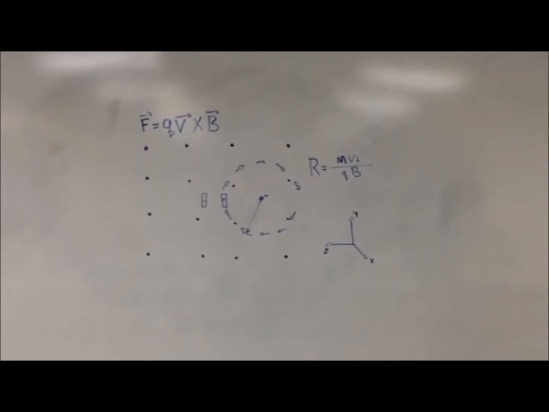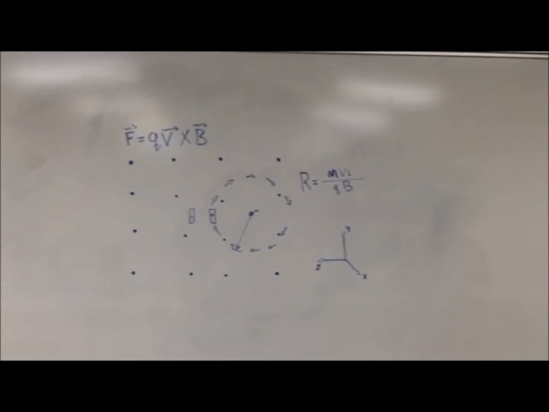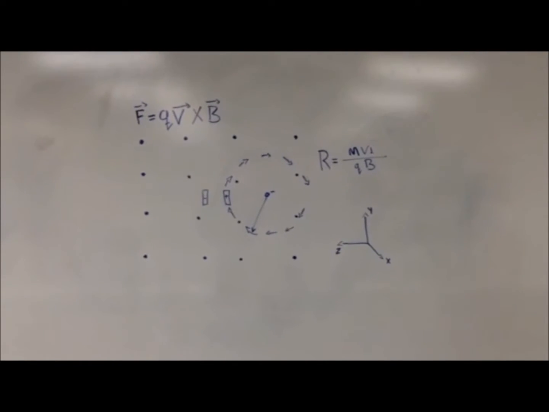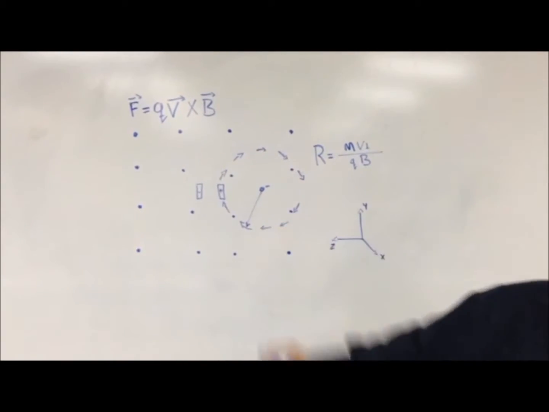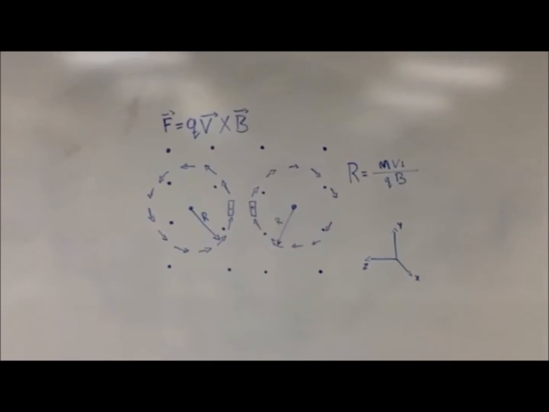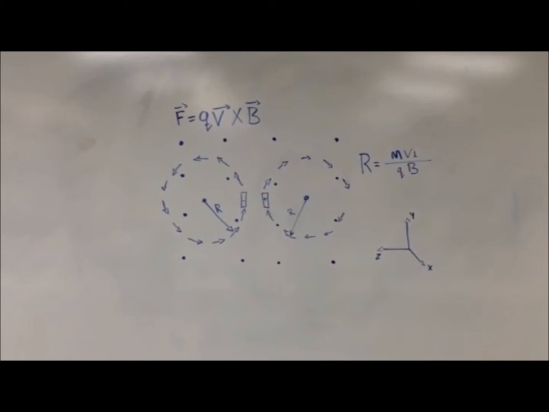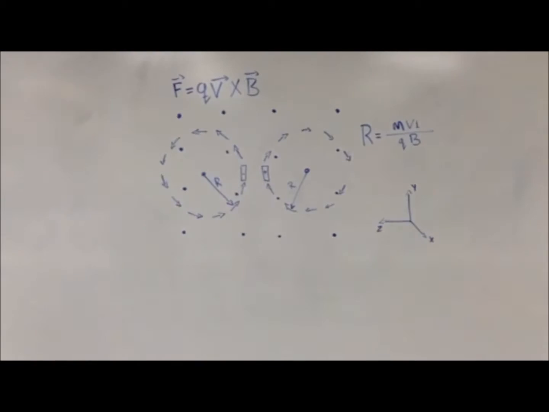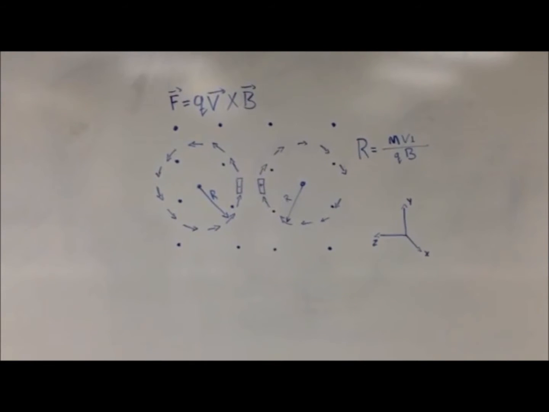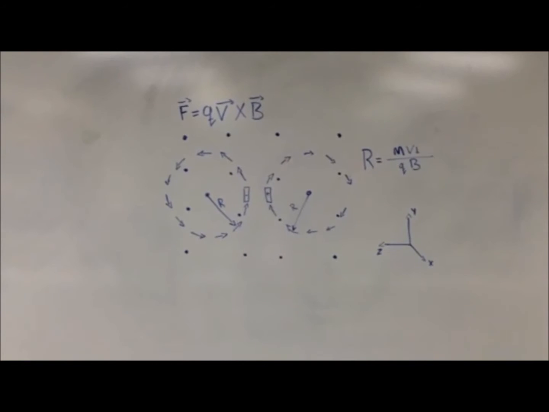Since the force and hence the acceleration is always perpendicular to the velocity of the charge, the resulting motion of the charge will be circular. The force on a negative charge will be reversed compared to a positive charge of the same velocity. As a result, positive and negative charges traverse their circles in opposite directions.